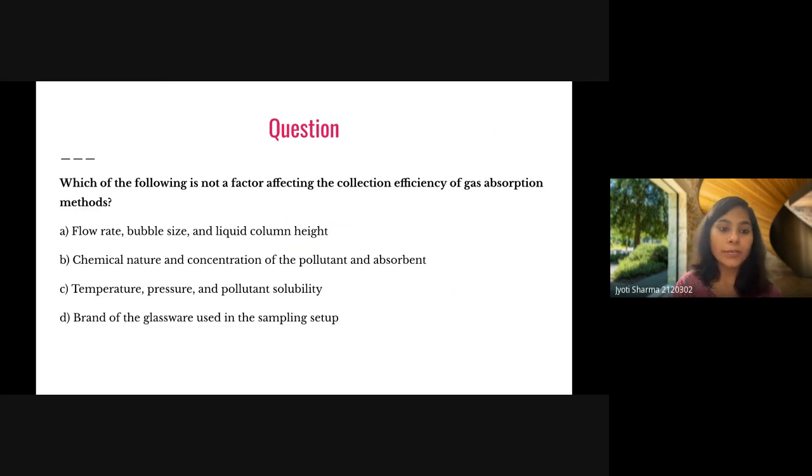Okay, so the second question: which of the following is not a factor affecting the collection efficiency of gas absorption methods? We have four options here: flow rate, bubble size, liquid column height; chemical nature and concentration of pollutant and absorbent; temperature, pressure, and pollutant solubility; brand of the glassware used in the sampling setup. I think it is a very simple question. There is one odd one out. You can tell me very fast.